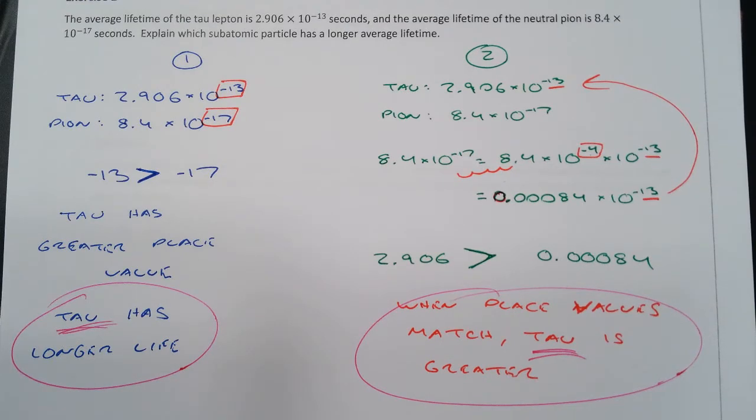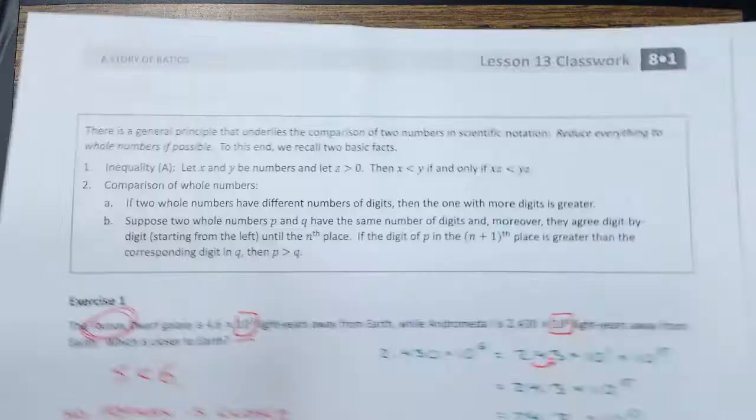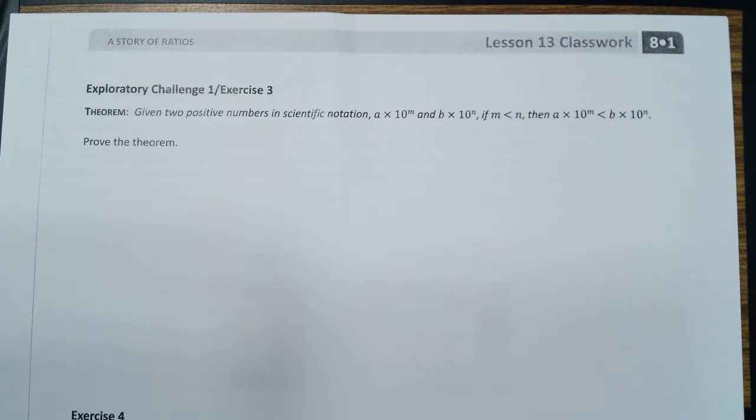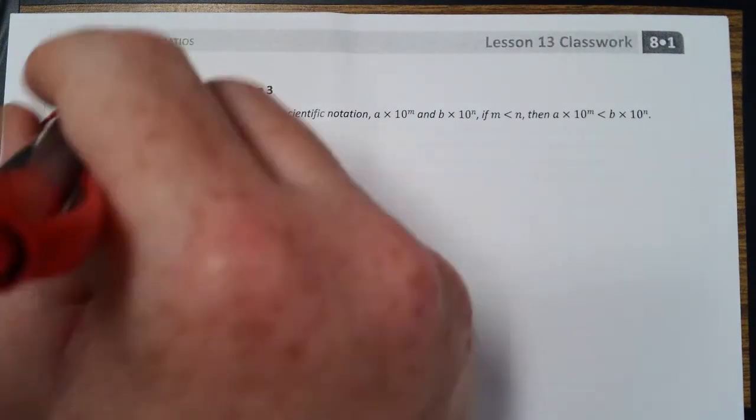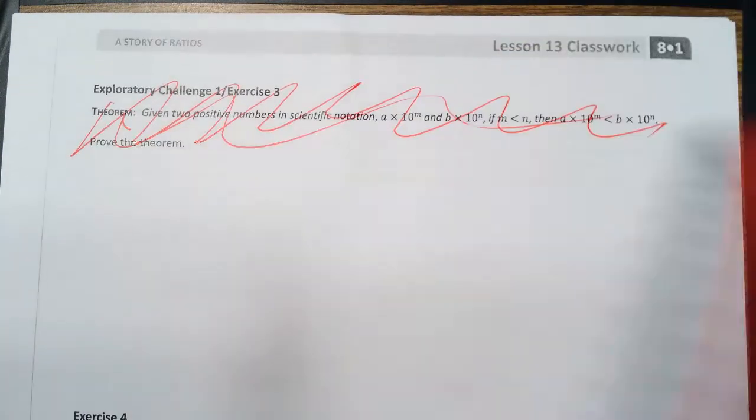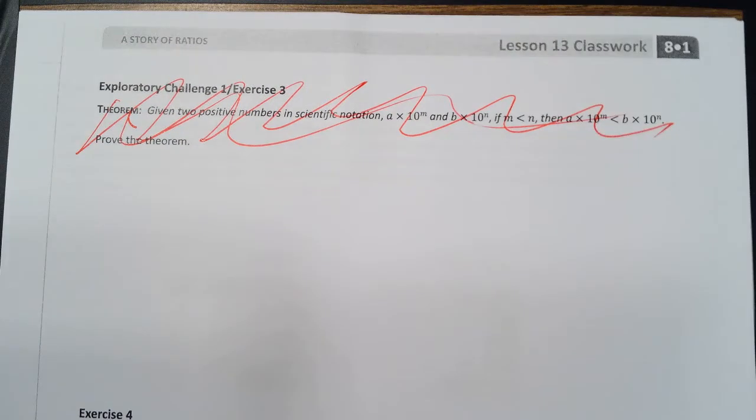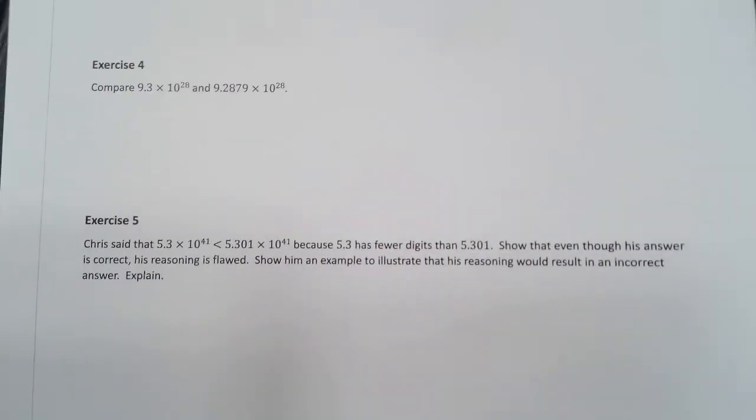Remember, when you're comparing, place value is super important. Let's go to the next page. You get some more practice with this. Exploratory challenge 1, exercise 3. Not going to do it. On page 124, cross that thing off. Skip straight to exercise 4.